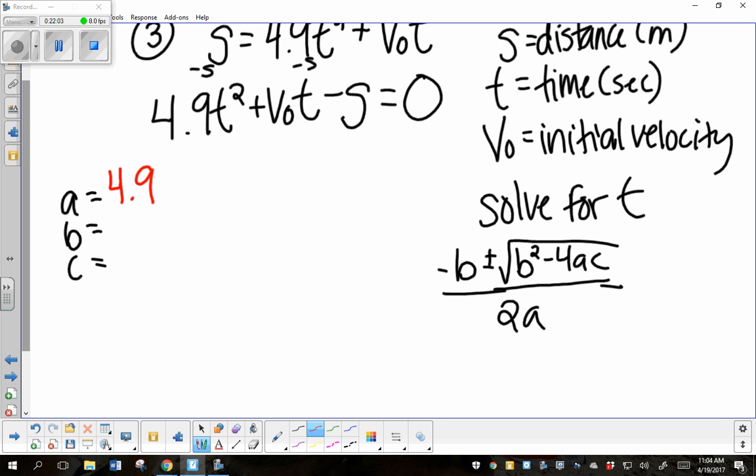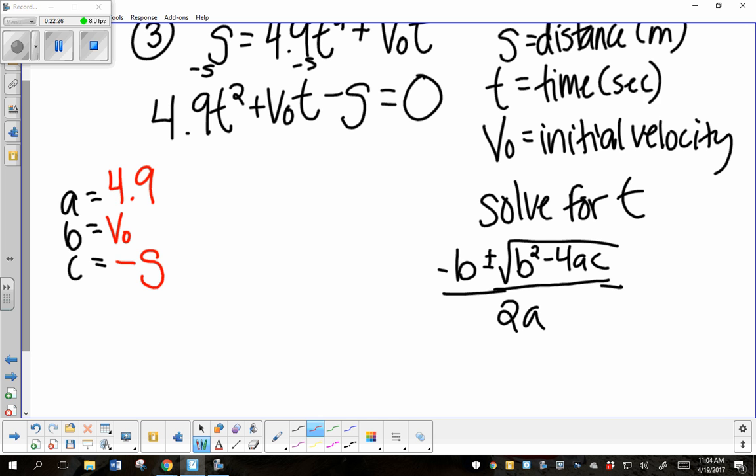What's my b? V naught is what it's called. V with a little 0. It's whatever the initial velocity is. Maybe it's like 3.9 meters per second. That's how fast you threw it. And what's my c? Negative s. It's the whole thing right here, because this could have been like a -5 or something.